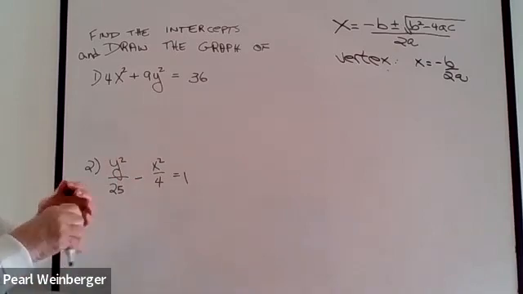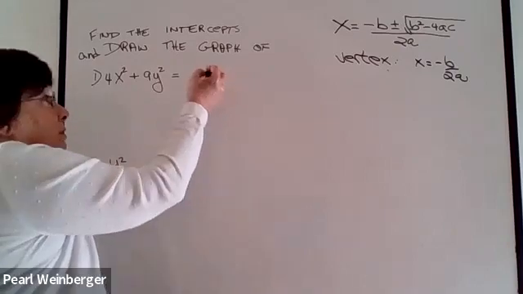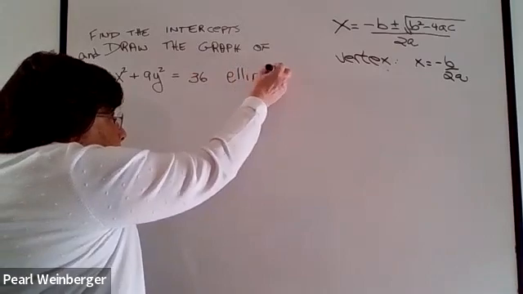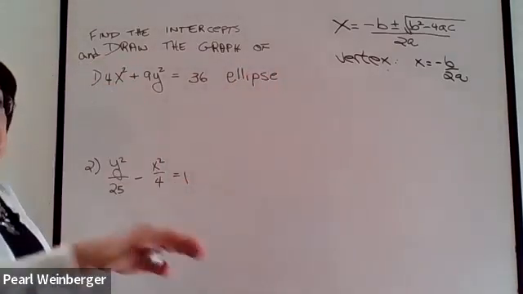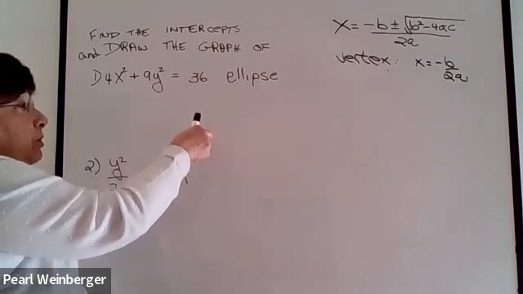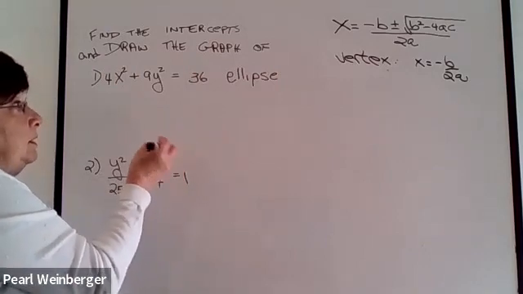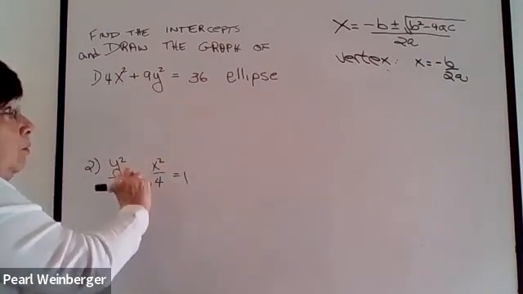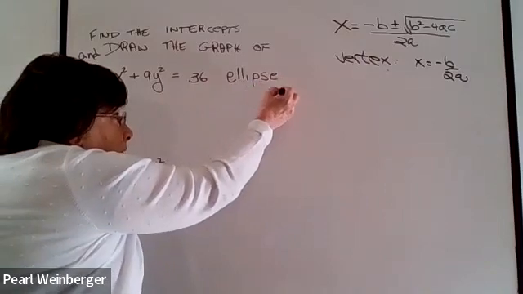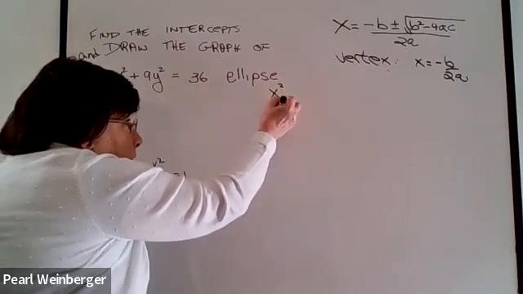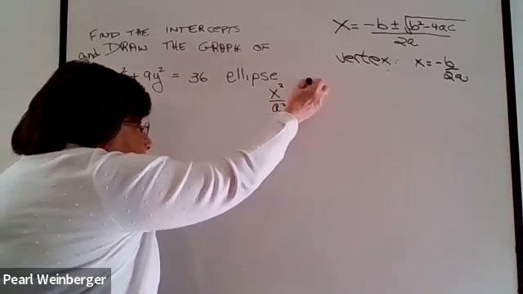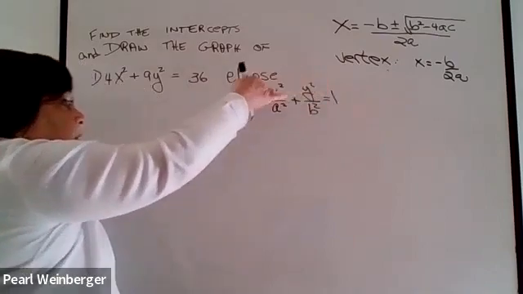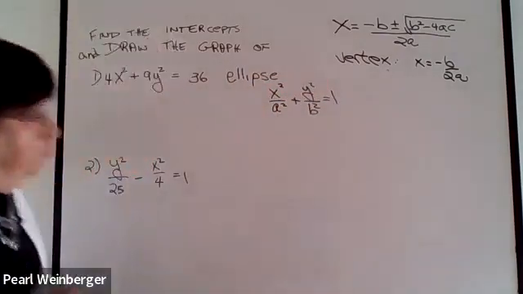So looking at this first one, we're saying that this one is an ellipse, which an ellipse looks like an oval. And the first thing we have to do with this is put it in standard format. Number two happens to already be in standard format, which is x squared over a squared plus y squared over b squared equals 1. This is the standard format of an equation for an ellipse.